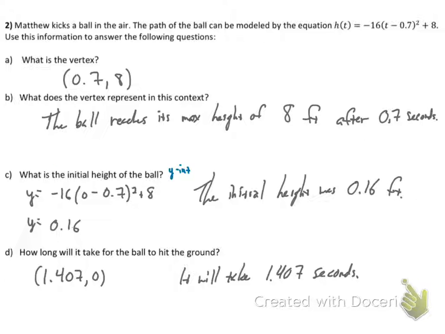And then the last question, how long will it take for the ball to hit the ground? Think that's going to be your x-intercept. Okay? It gets kicked, it hits its max height, and then because of gravity, it's coming down and it hits the ground. That's going to be your x-intercept. So that's when we use our graphing calculator for that. Okay, so another word problem for you.